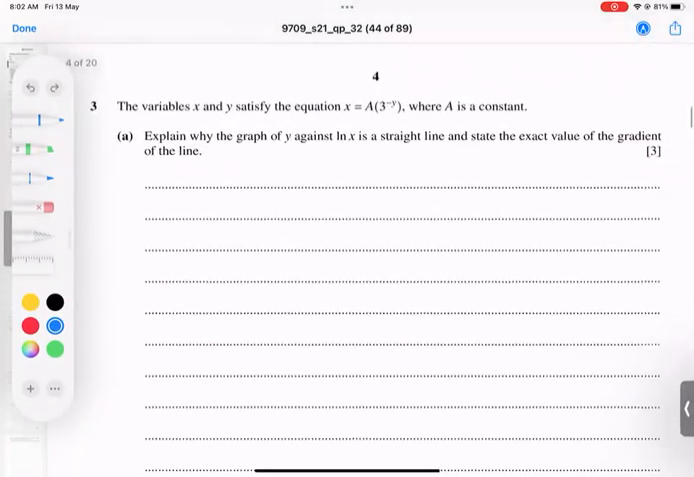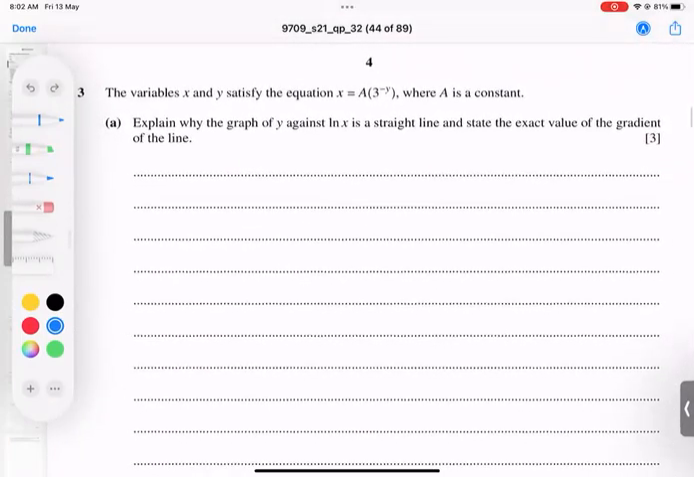Let's talk about question number 3. We have here variables x and y satisfying this equation. Okay, and explain why the graph of y against ln x is a straight line. We have to convince the examiner why it is a straight line. Okay, let's see. And state the exact value of the gradient. So 3 marks. First of all, let's start. Because ln is mentioned here, I must take logarithm, so take ln of both sides.